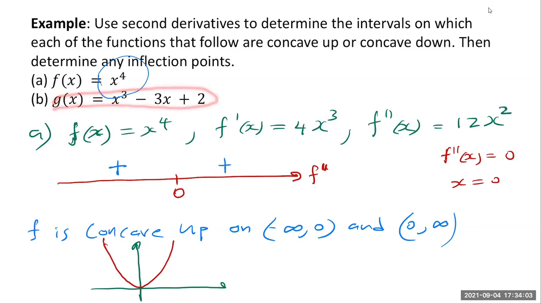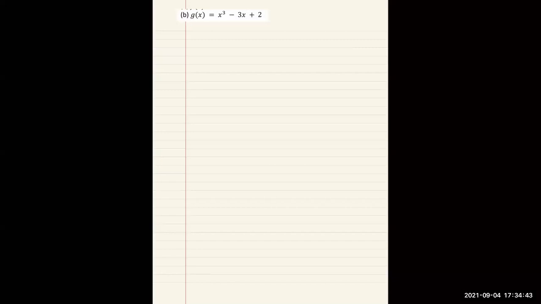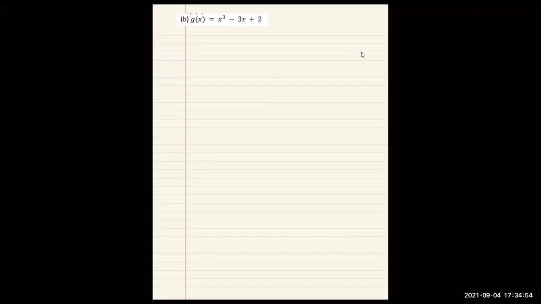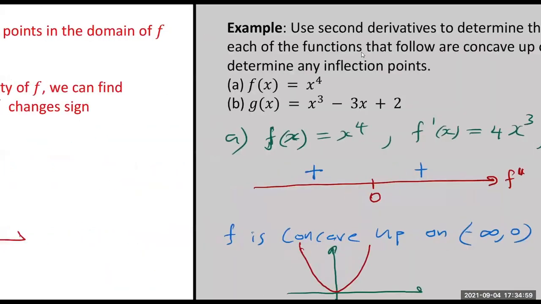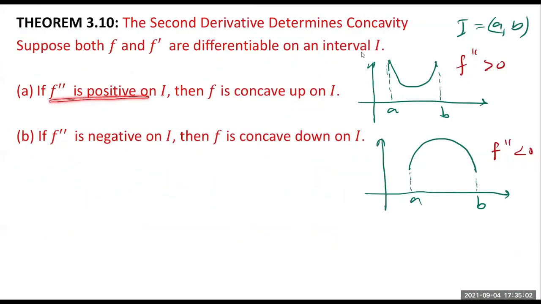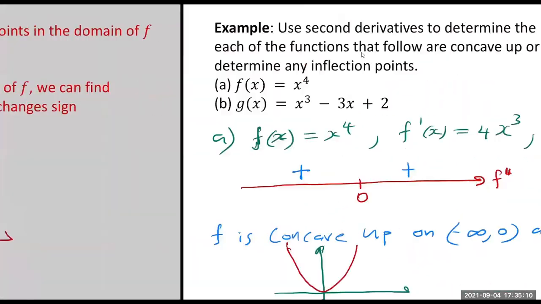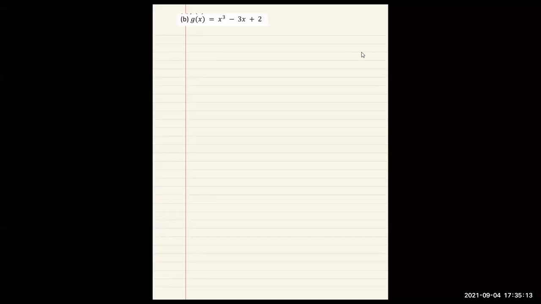Here is the next function. Let me copy this function to the other side. Again, to determine in which interval my function is concave up and in which interval my function is concave down, I'm going to analyze the sign chart for g double prime of x, because then I can use the theorem that we discussed. If f double prime is positive, I know my function is concave up. If f double prime is negative, I know my function is concave down. So let's find the second derivative of this function.